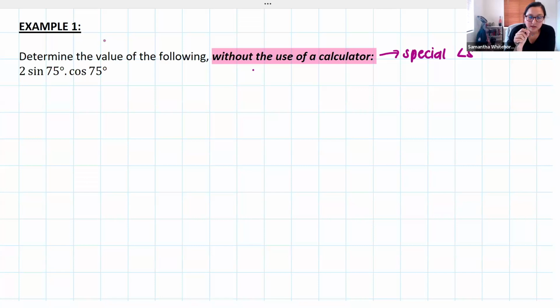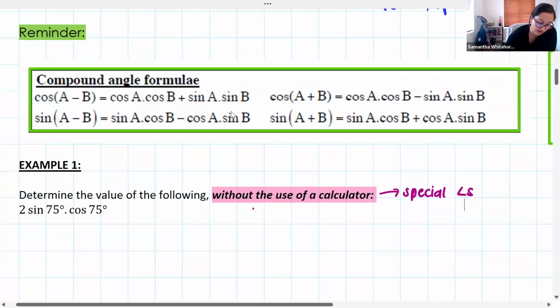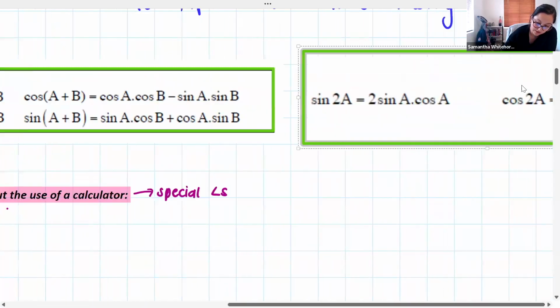When seeing this, immediately you should be thinking, how am I going to go from an angle of 75 degrees to one of those special angles? Because it's without a calculator, that's the only way we can do it. Now, if we have a look at this, and obviously I was overconfident in what was going on here.